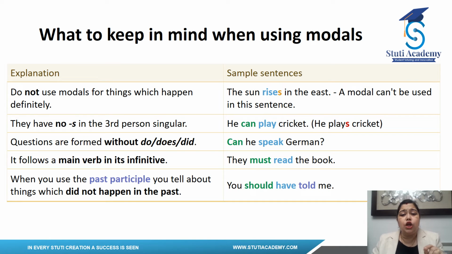For example, you should have told me. Now, you should have told me. The meaning behind this sentence is you didn't tell me something. So when you use the past participle, you tell about things which did not happen. Telling is an action that did not happen in the past. You did not tell me that. So I'm saying you should have told me, which means you haven't told me. You haven't done that action in the past.